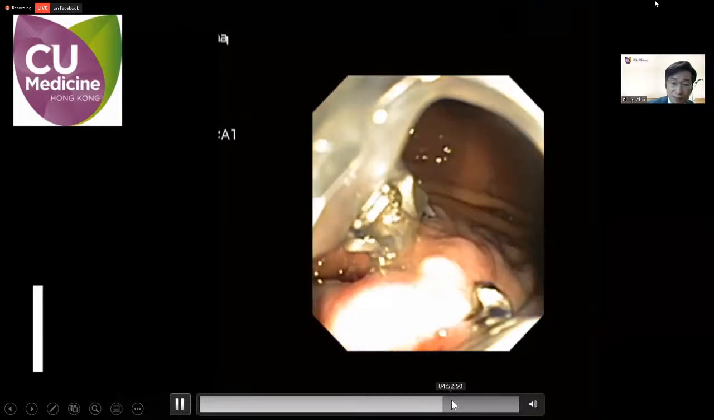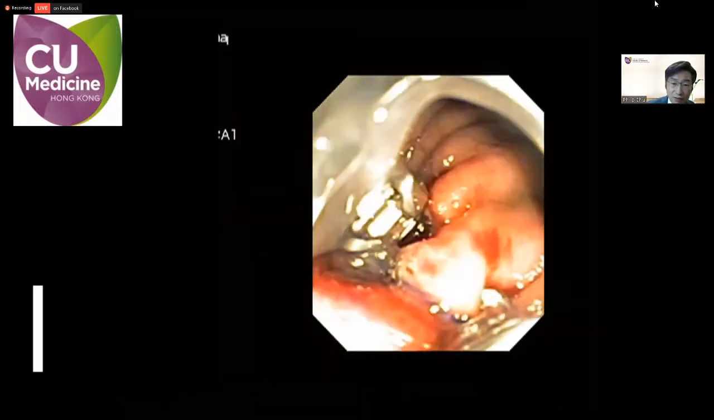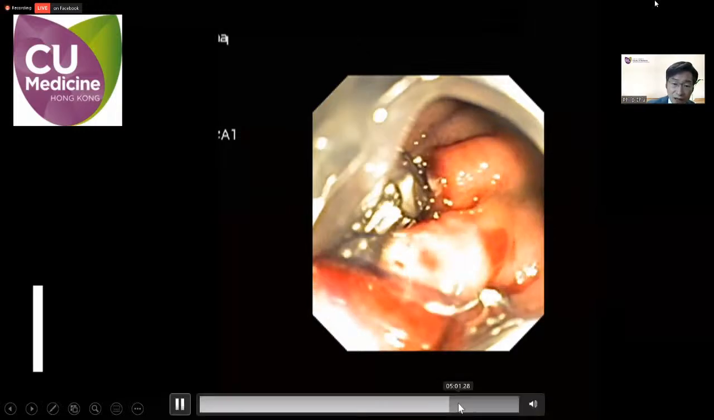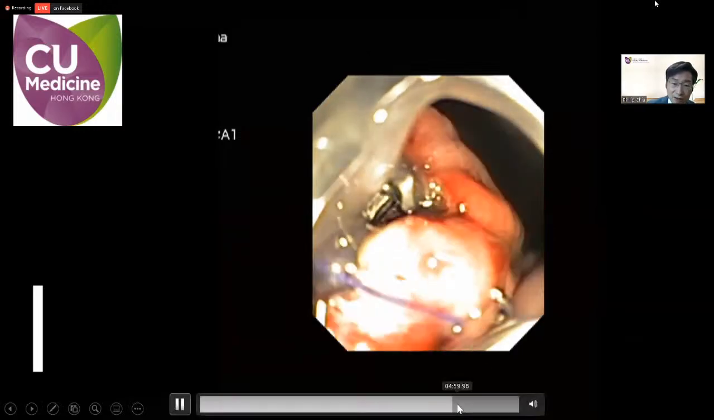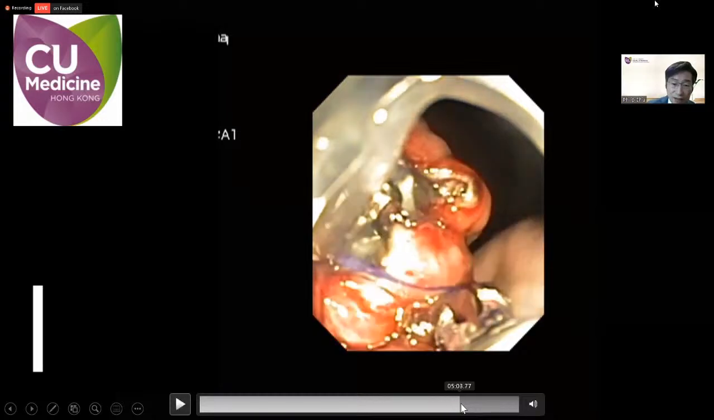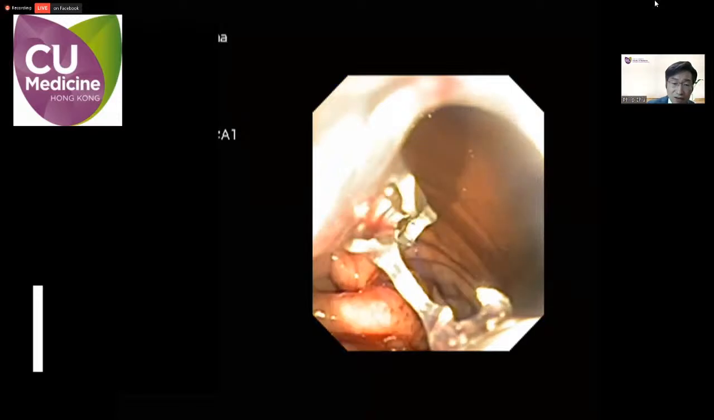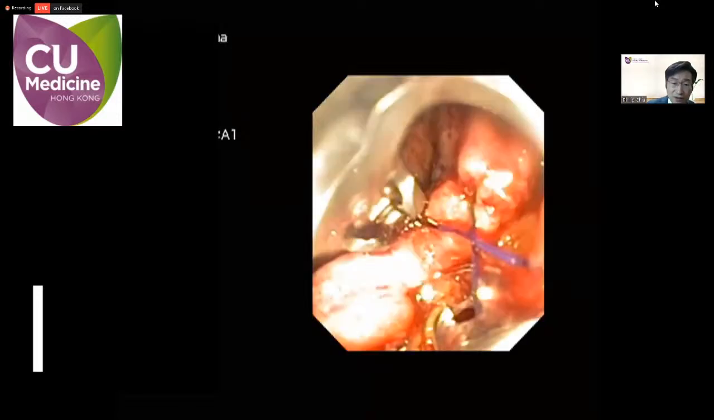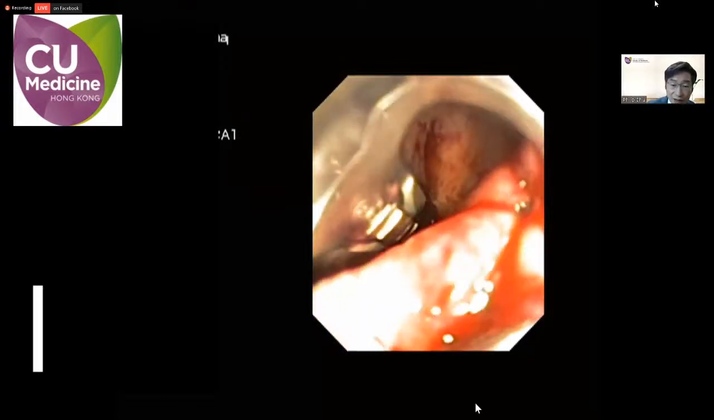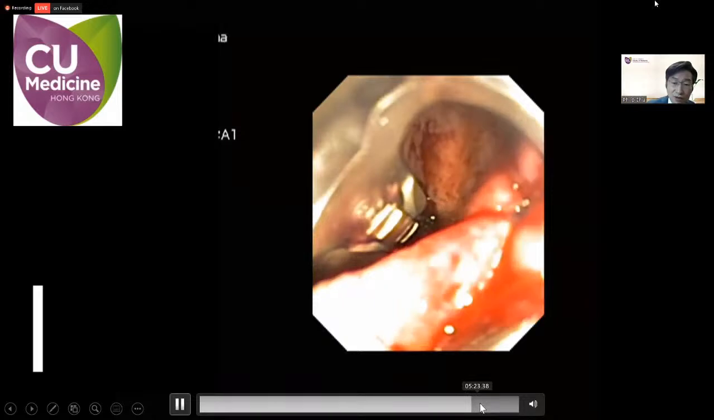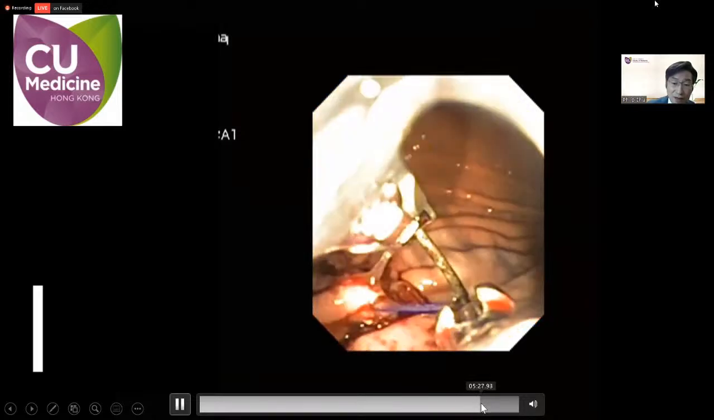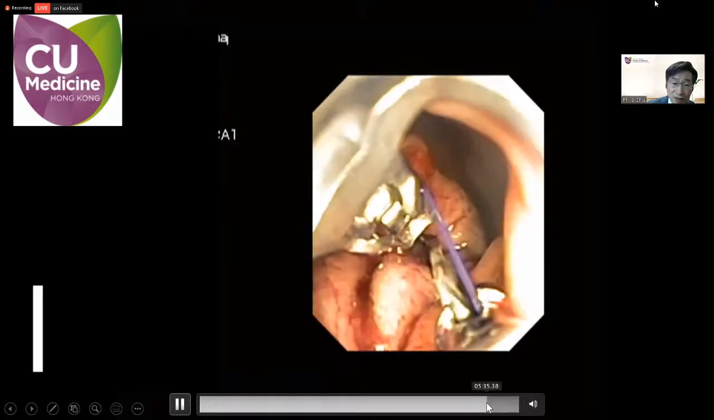close the defect. So this is the older version, the double channel version of the Apollo overstitch. You can see I can pass this needle in between the two arms, and then afterwards I would reload the needle and continue the suturing. So it can achieve a full thickness suturing of the two sides of the gastric luminal defect. And after the completion of the suture, we will tighten up the suture by using a cinching device.